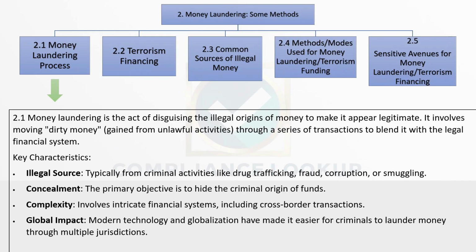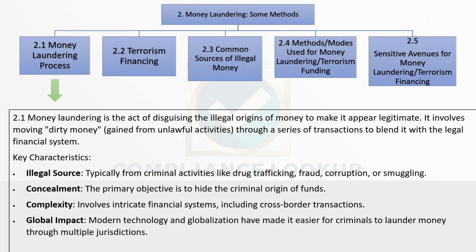Key characteristics. Illegal source: the money typically comes from criminal activities like drug dealing, organized crime, human trafficking, or corruption. For example, drug cartels generate large sums of cash from drug sales and need to clean that money to use it openly.